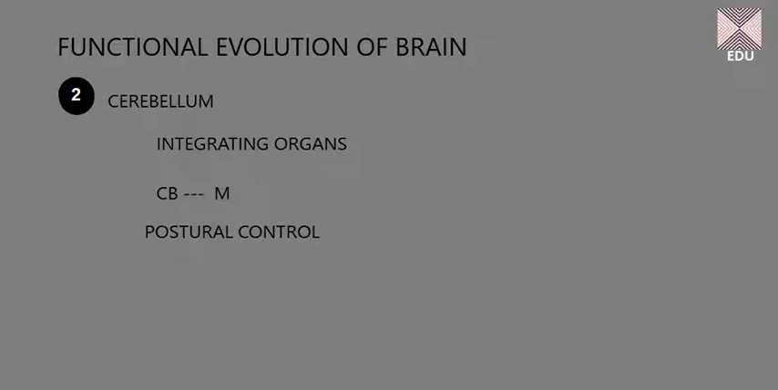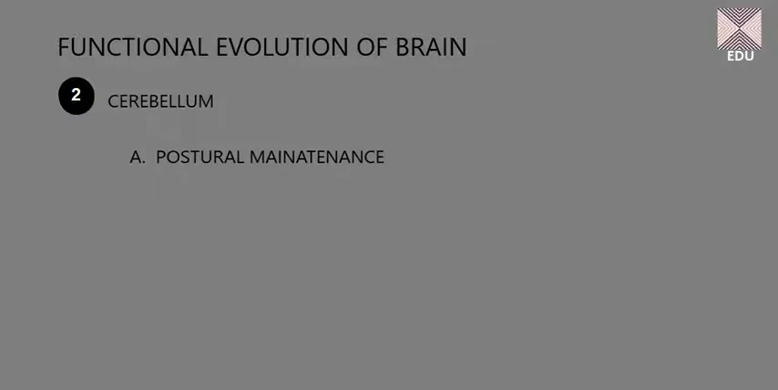So now I'll be taking this as a subheading. I'm taking the very first heading as the cerebellum and postural maintenance. So students, many experiments have been done which have shown that the cerebellum has some relation with the postural maintenance of the animals. The first experiment was done on the dogfish. I am taking this as the first example.